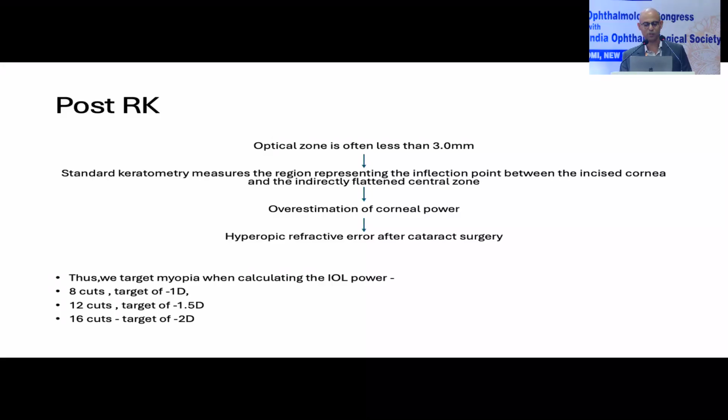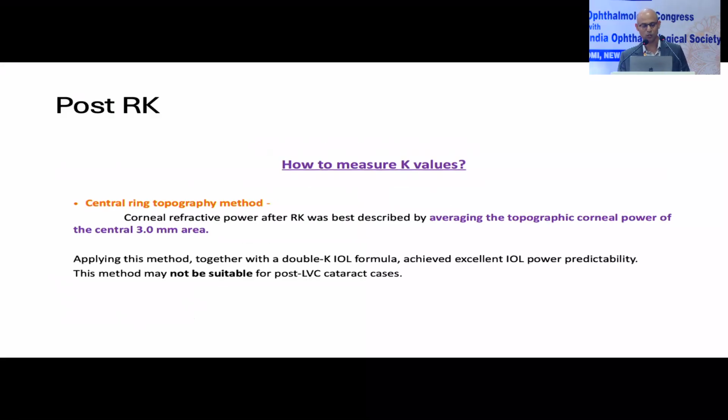Second problem is with the optic zone. It is often less than 3 millimeters, and we usually calculate our Ks from around that optic zone. So if it will actually come at the junction between the flat and the steep cornea, the so-called shoulder, and this results in an overestimation of the corneal power, and you can end up with significant hyperopic surprises in these cases. So we always target myopic in post RK. If it's an 8 cut, go for a -1, 12 cut -1.5, and 16 cut, aim for -2.